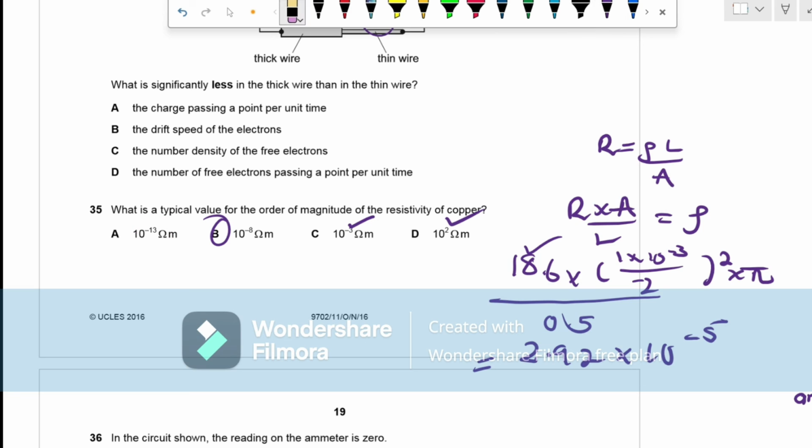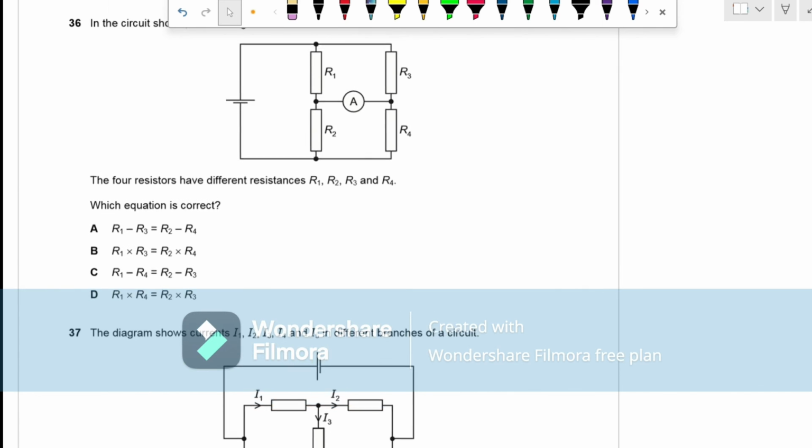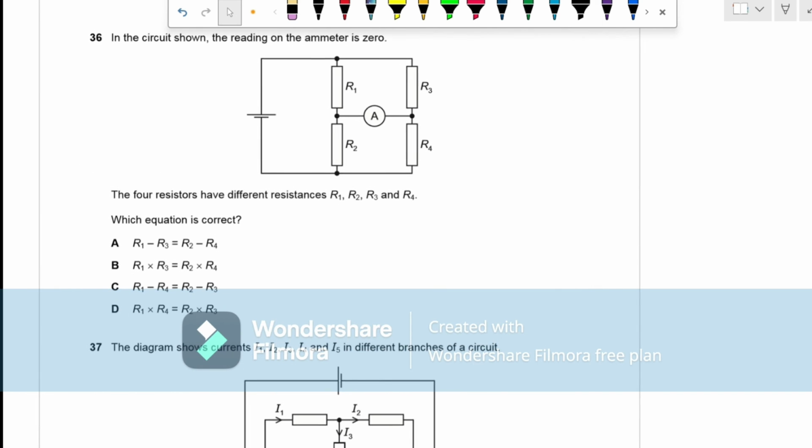But if that's hard for you, just remember it at the back of your head. Resistivity of copper, of metals, mostly is usually 10 to the power of -8. And if another question comes like this in your paper, you'll be fine. Move on to question 36.